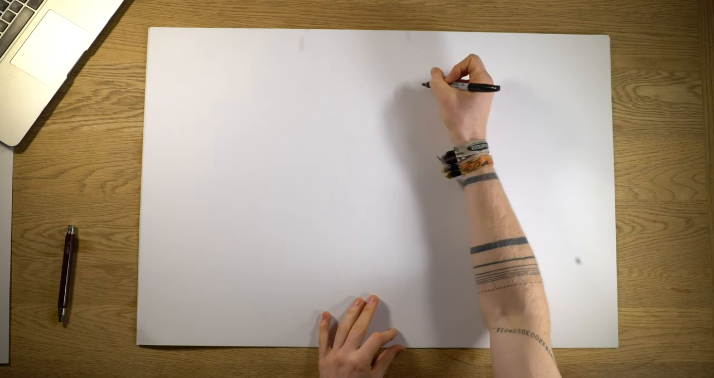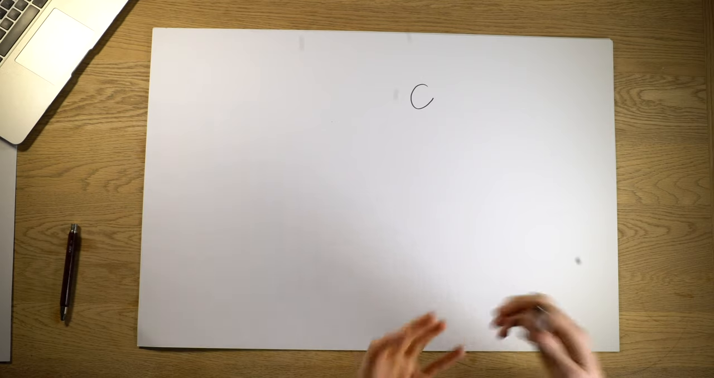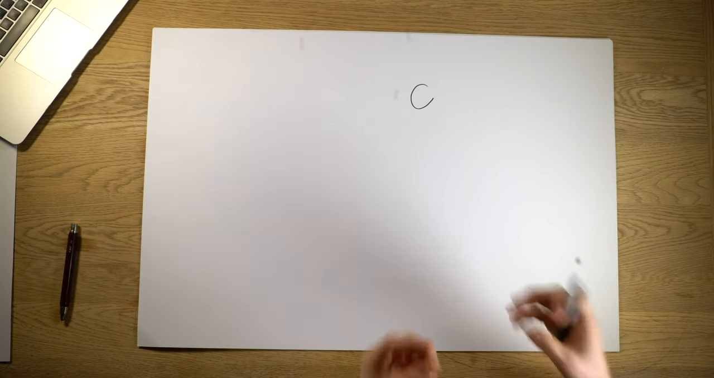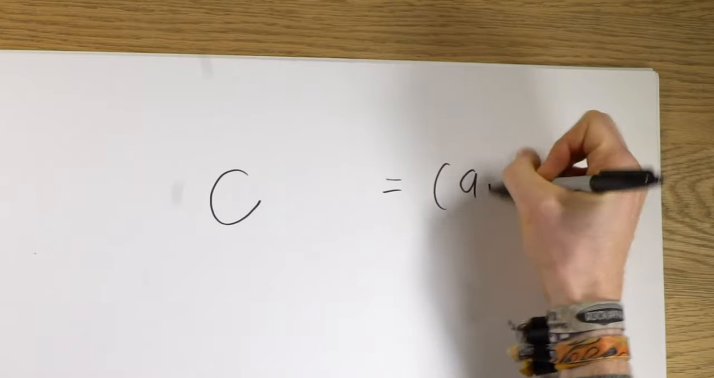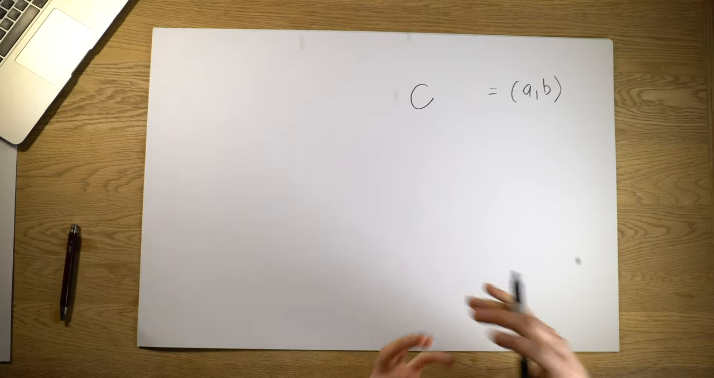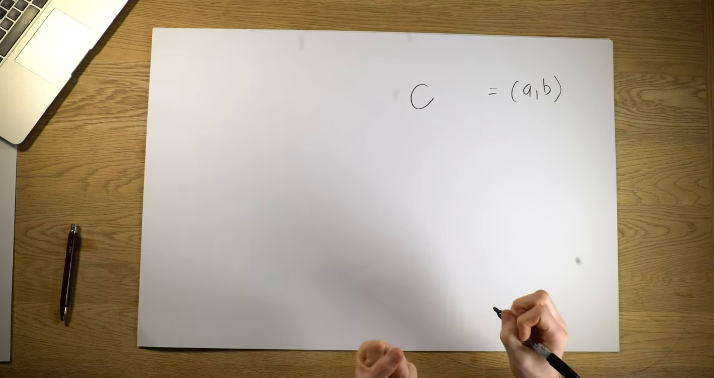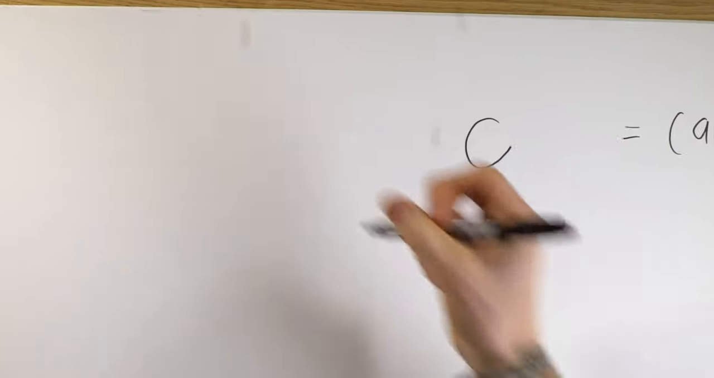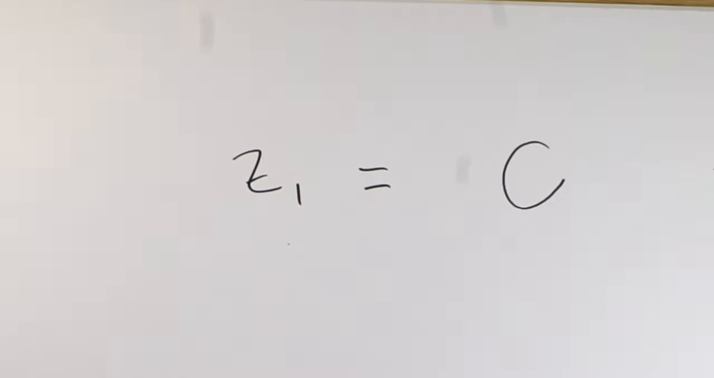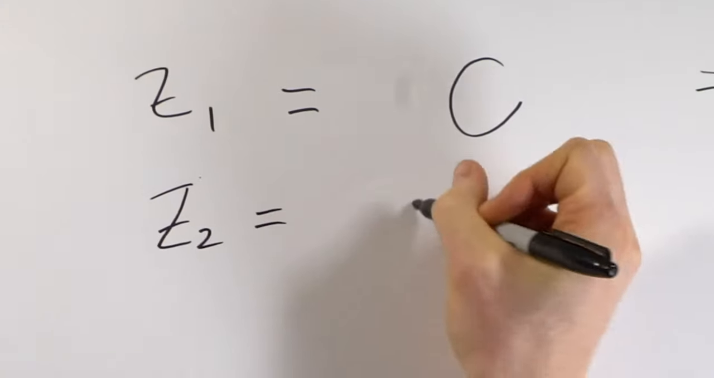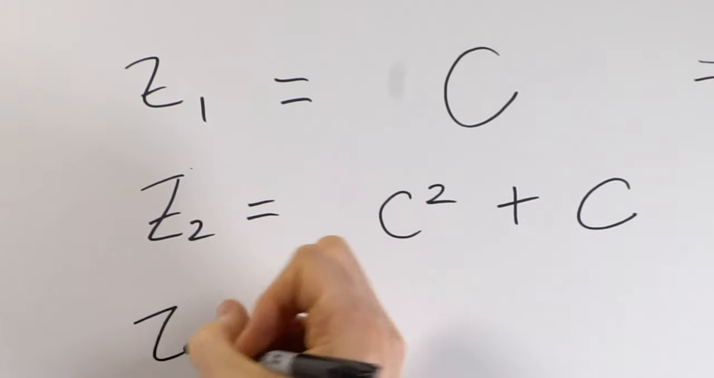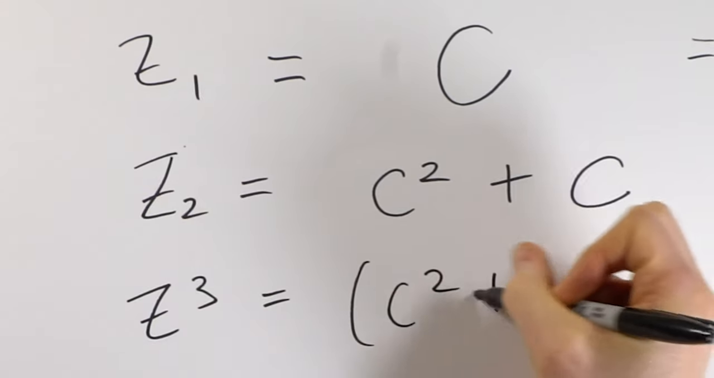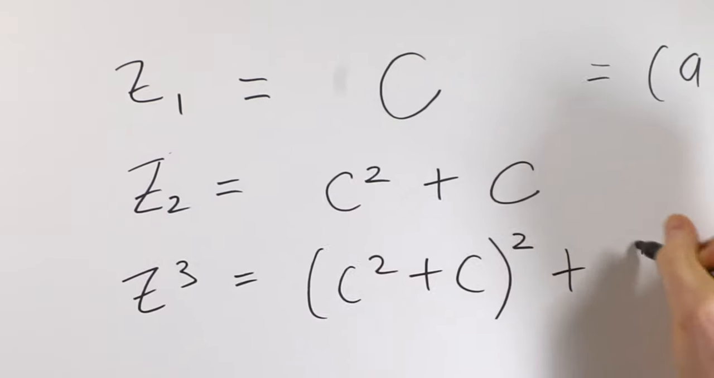We start off by picking a complex number, C, where C is just equal to any complex number, which is A plus B times i, where i is the square root of minus 1. So we can represent C, perhaps, as a two-dimensional vector, (A, B). Now, we have our number C. Our first iteration of our Mandelbrot set is to say that Z1 equals C. Then to get the next number in our list, we define Z2 to be C squared plus C. And then for Z3, we take Z2 and we square it. So that's (C squared plus C) squared, and then we add C.